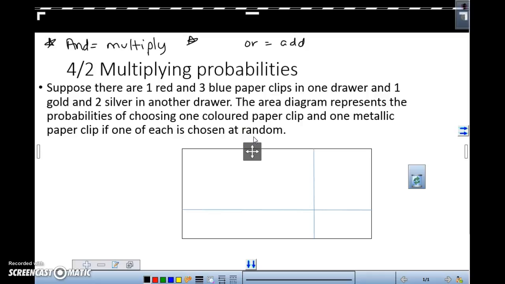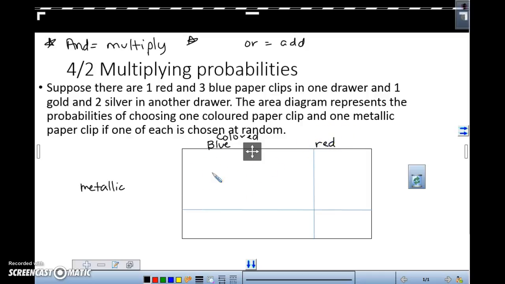1 red and 3 blue paper clips in one drawer, and 1 gold and 2 silver in another drawer. And then we're going to use this area diagram to represent us drawing 1 colored paper clip, 1 metallic. Okay. So I'm going to put the colored across here. Colored paper clips, and then these are going to be my metallic. And so this is blue. This is red.